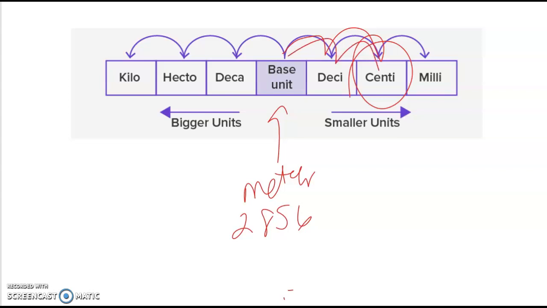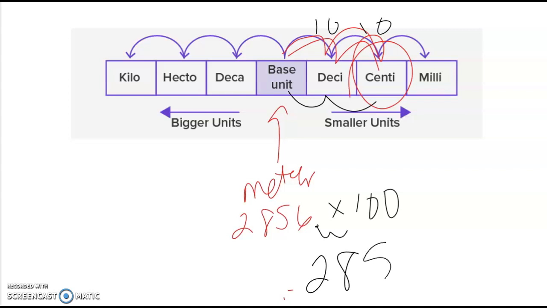Well, you'll notice I went 2 positions to the right. To do this nicely, we could say that's the same as multiplying by 100 because everything is a power of 10, and 10 times 10 is 100. We could also say we just need to move the decimal 2 places to the right, which mathematically is the same as multiplying by 100. So that would be 285,600 centimeters.